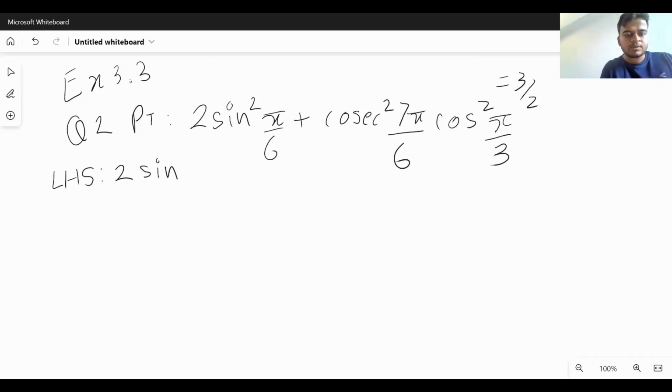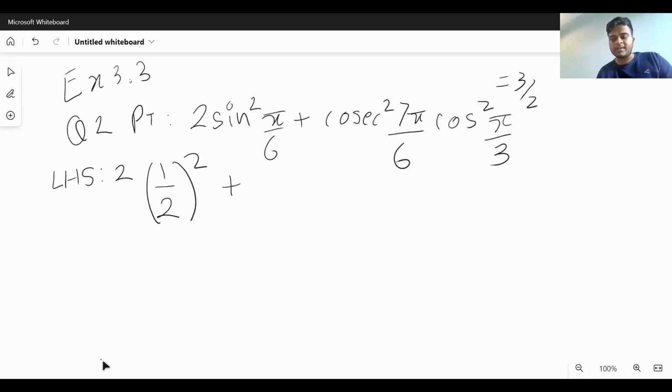So sine square 30 degrees, rather than writing that, I'll just plug in the value of sine 30. Sine 30 is 1 by 2. Correct, we saw that. So I'll write 1 by 2's whole square. I'm doing nothing except writing what is written in the LHS and plugging the values here. Now for cosec square 7 pi by 6.